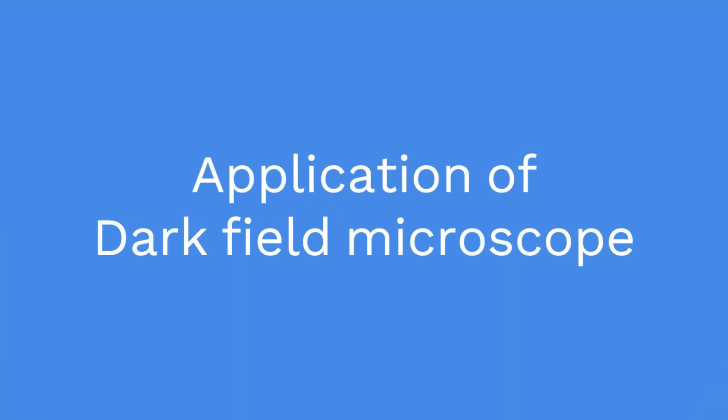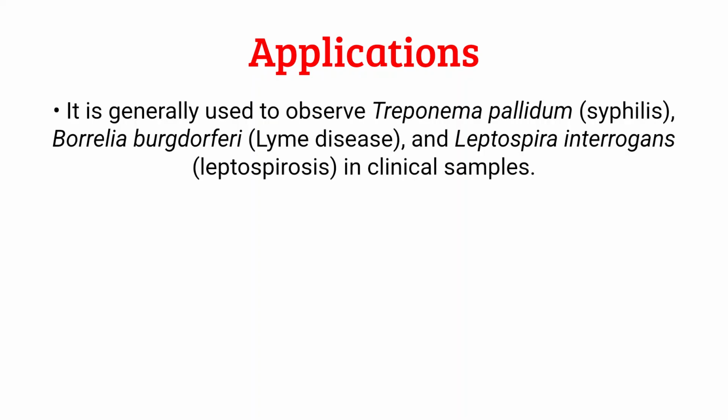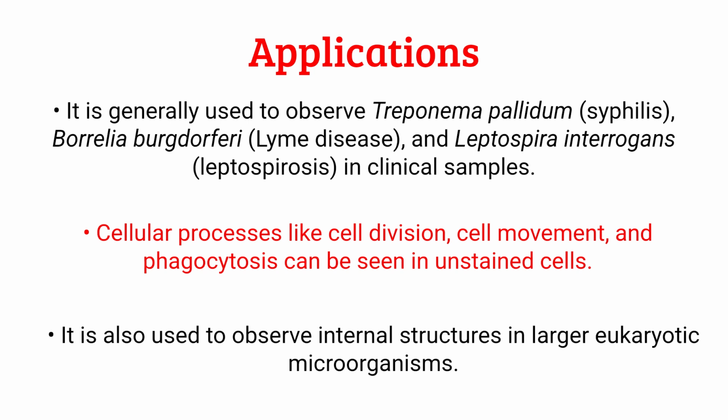Now let's check where the darkfield microscope is used. It is generally used to observe those microbes that are very slender, and due to that, it is hard to visualize them under a Brightfield microscope. But if we use the darkfield microscope, it is easy to visualize them clearly, like Treponema, Borrelia, Leptospira in clinical samples. Cellular processes like cell division, cell movement, phagocytosis, and cellular projections like flagella can often be seen in unstained cells through darkfield microscopy. It is used to observe internal structures in larger eukaryotic microorganisms like diatoms, as I have already mentioned.